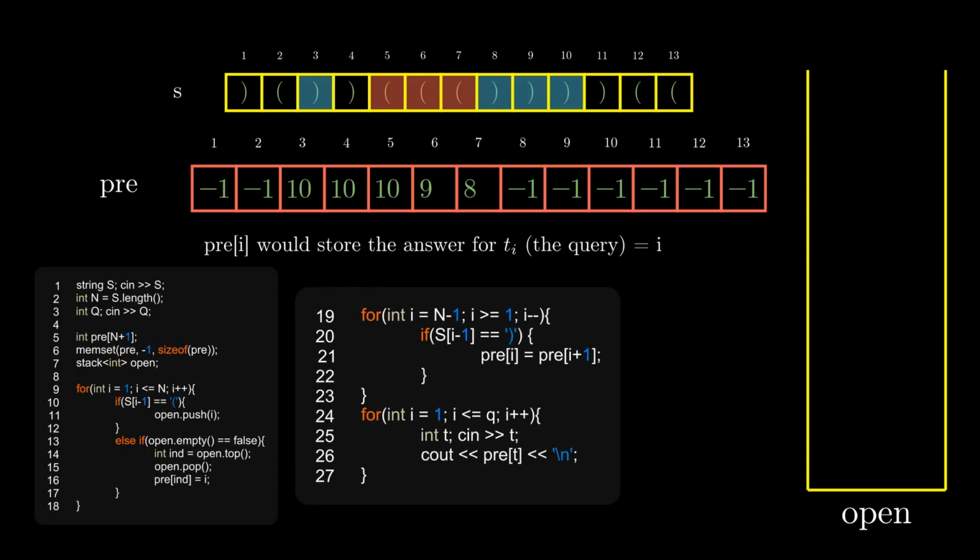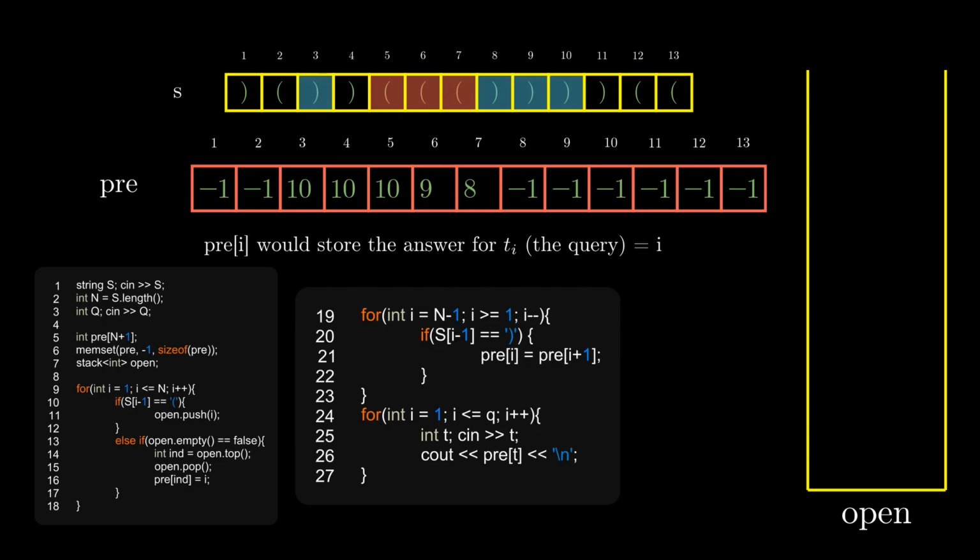So here is the code for it. Pre is our pre-computed array, s is our string, and we have taken a stack open to keep track of indices of opening brackets. We iterate from 1 to n, that is over all characters of the string, and if that character is an opening bracket, we push its index onto the stack. Else, if it is a closing bracket and the stack is not empty, then we pop the index of the corresponding opening bracket from the stack and assign pre of that index to i, that is the current closing bracket's index.